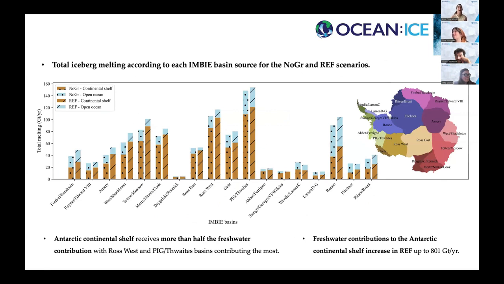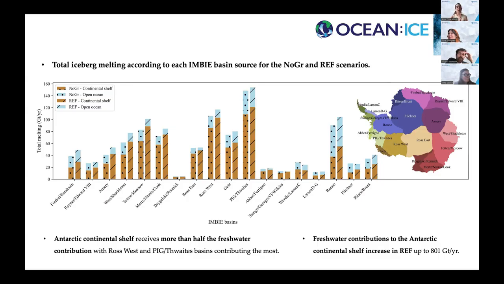Additionally, we analyzed where the iceberg melting ends in terms of MBI basin source for the no grounding and the reference scenario. So in this panel, we represented the total melting. Here we have the 18 basins, and the left column corresponds to the no grounding experiment, while the right column corresponds to the reference experiment. In blue, we represented the total melting that ends on the open ocean, and in brown, the fraction of total melting that ends on the continental shelf.